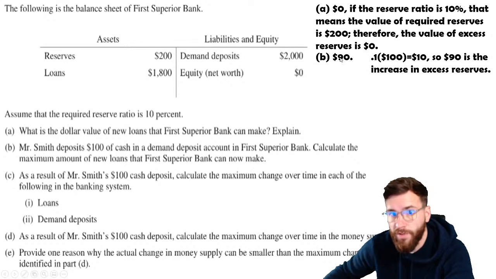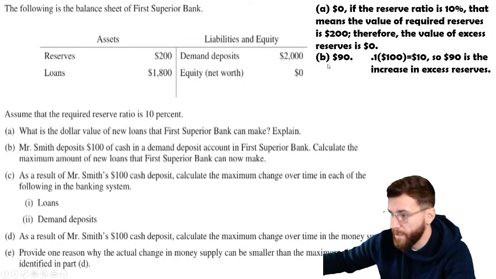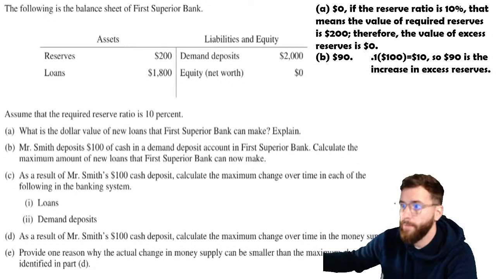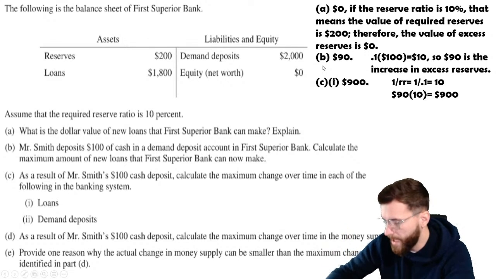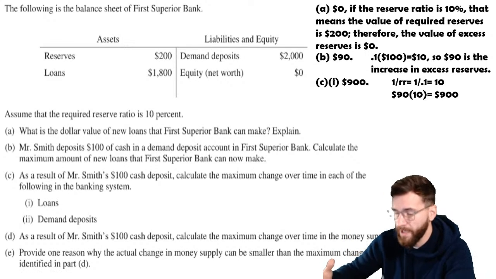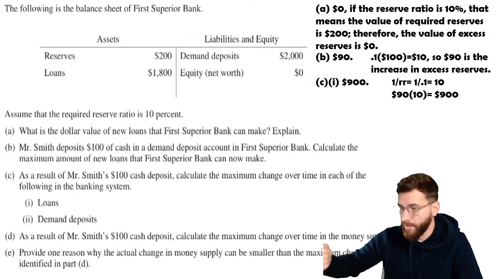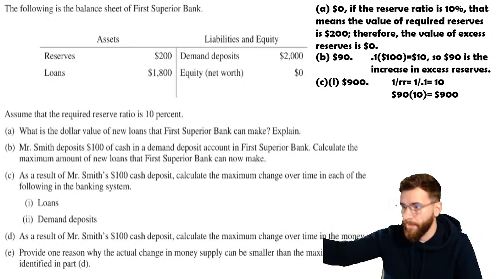So all you simply do is take the initial amount of lending that can take place, $90, times the money multiplier, which in this case is 10. 1 over 0.1 is 10. So the amount of loans over time is going to be $900. I hope that makes sense. Someone deposits $100 in the bank, the initial amount that I can lend out is $90. I'm going to lend out $90.